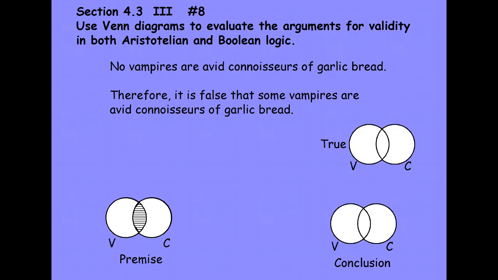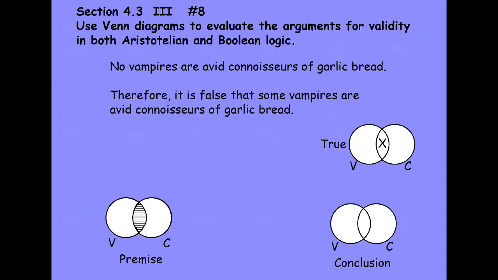So we say, okay, there's at least one thing. It's a vampire and it's an avid connoisseur of garlic. So stop the video if you need to. Think about what you'd have to do to make that standard form categorical statement true, and start the video again. Okay, we needed an X. We needed at least one thing that's both a vampire and an avid connoisseur of garlic to make that standard form categorical statement true. Our conclusion, however, says that standard form categorical statement is false.